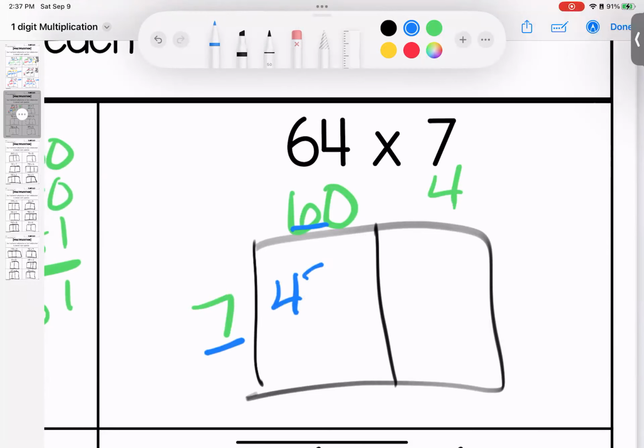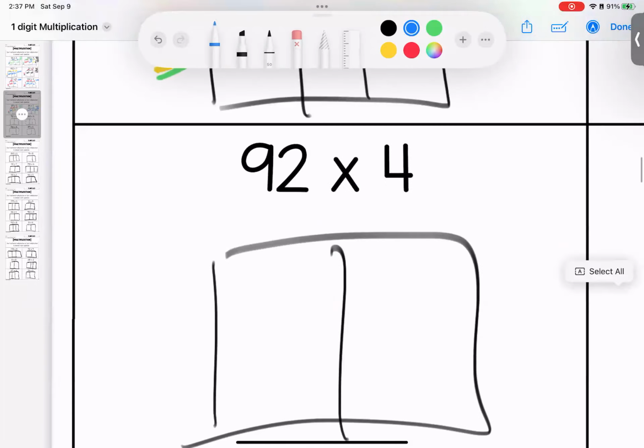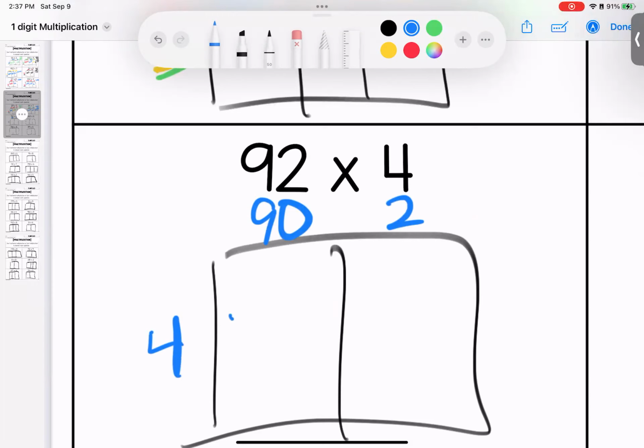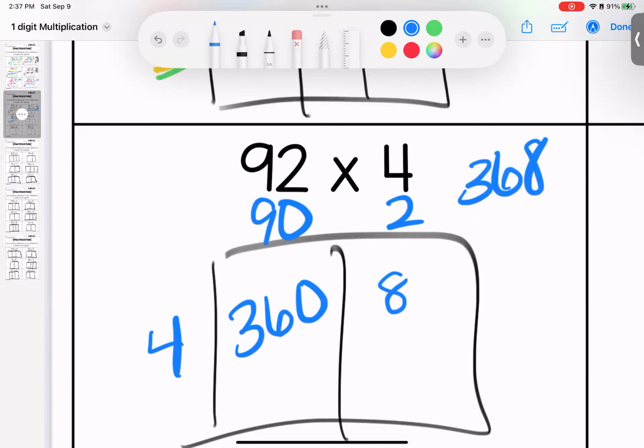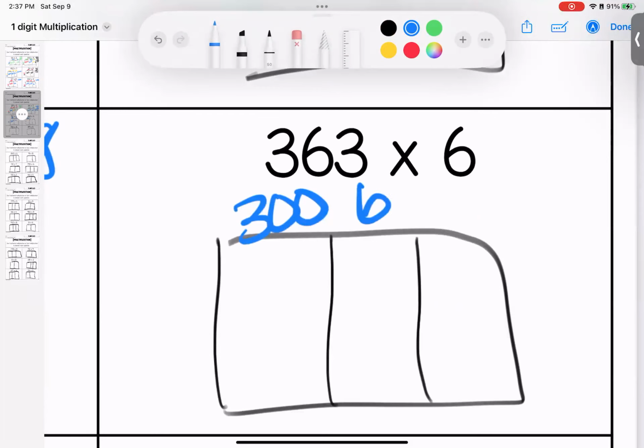Multiplying 60, 4, and 7. 7 times 6 is 42 with a 0. 7 times 4 is 28. I stack and add. I have 8, 4, 4 for 448. I have 90 and 2 times 4. 4 times 9 is 36 with a 0. 4 times 2 is 8 for a total of 368.